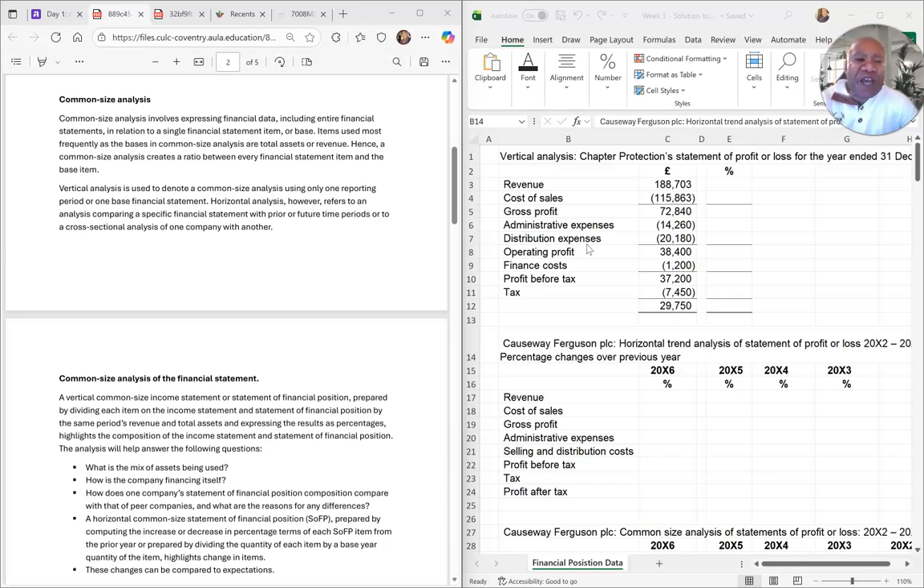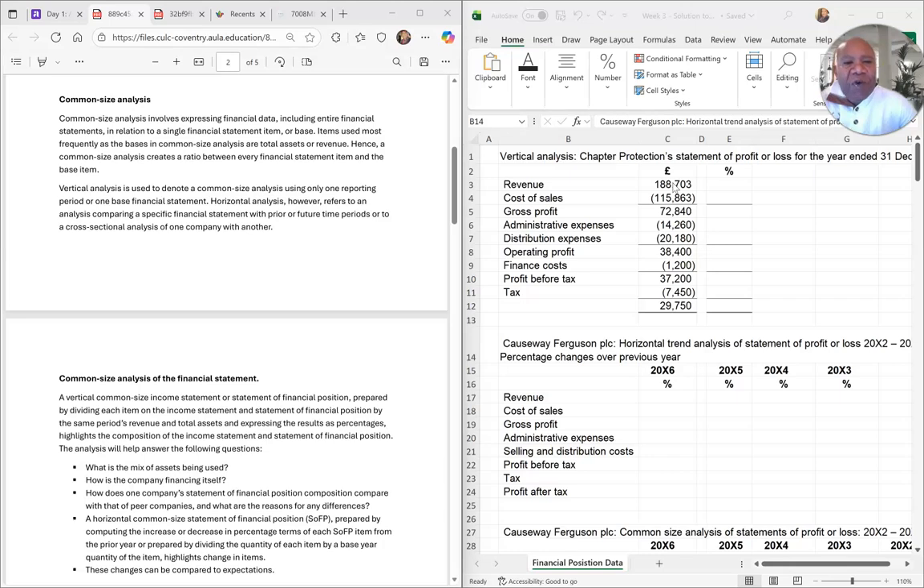There are two main types of common size analysis. You have vertical analysis. This is used to denote a common size analysis using only one reporting period, as you can see from this screen. So in this case, we are looking at one reporting period and we're comparing every other item to a single financial statement item. And we call this vertical analysis.